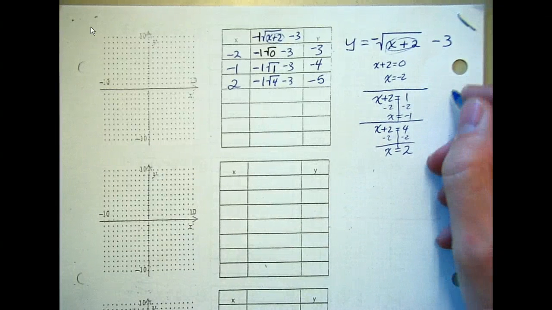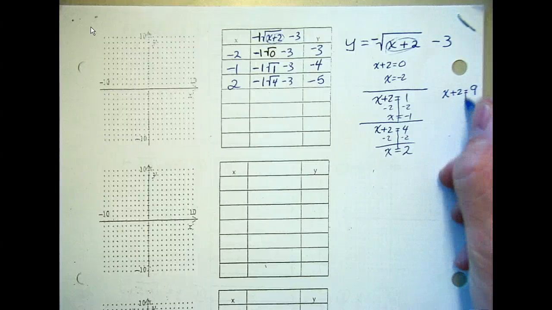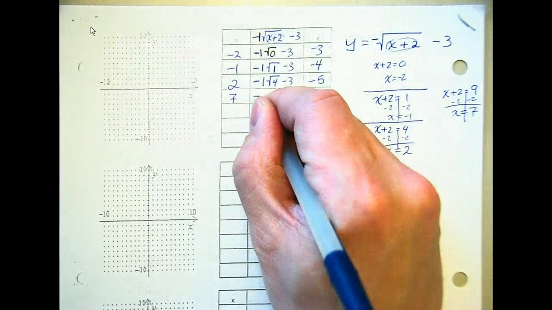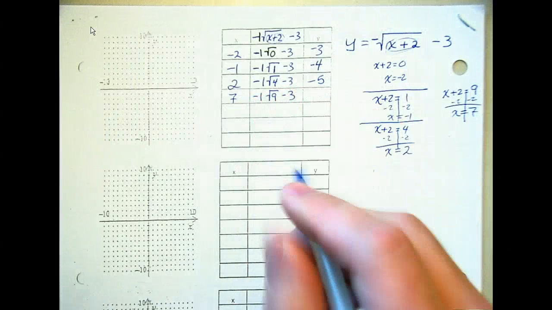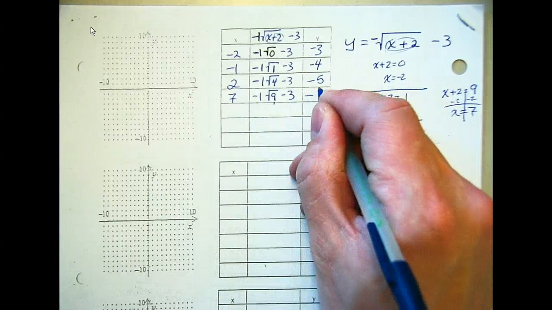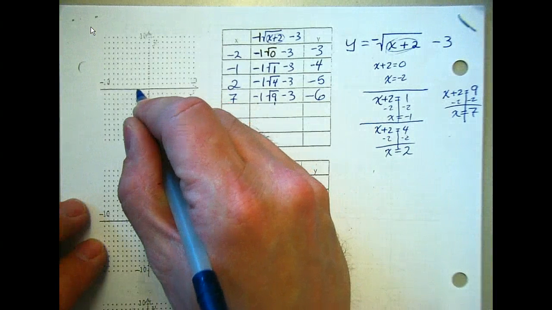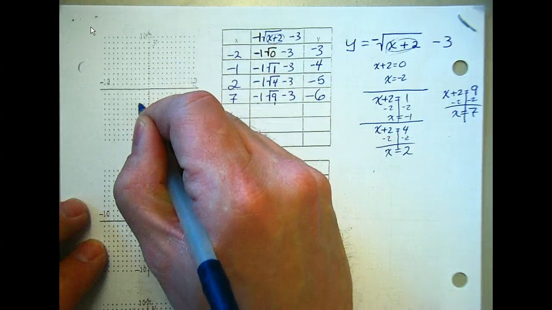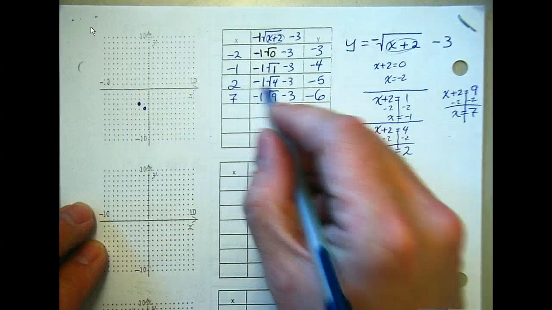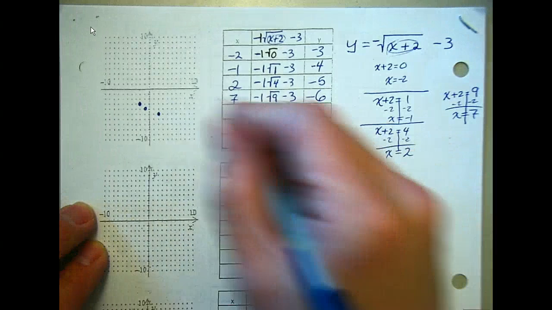Let's go one more. Let's make our root equal, x plus 2 is going to equal 9 now. Subtract 2 minus 2, we get x equals 7. So when x is 7, our root is 9. Root of 9 is 3, which makes that negative 3, and negative 3 and negative 3 is negative 6. Okay, so if we plot our points now: negative 2, negative 3; negative 1, negative 4; 2 and negative 5; and 7 and negative 6.